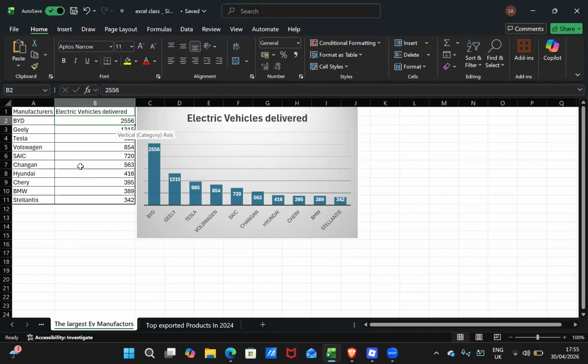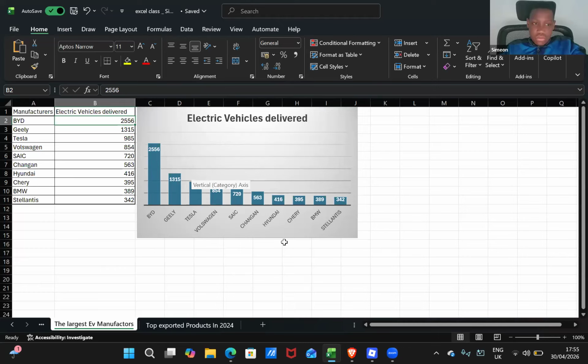Yes, that's better. Okay. So, which company seems to be the highest? BYD. Now, did you notice they didn't say electric vehicles manufactured? Electric vehicles delivered. Now, what's the difference between manufactured and delivered? Is it like manufactured, like built?